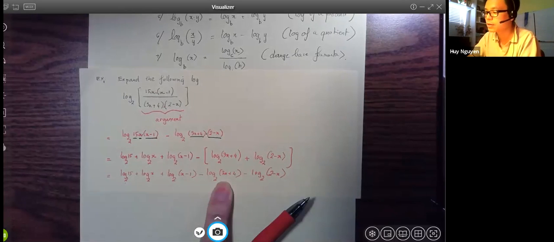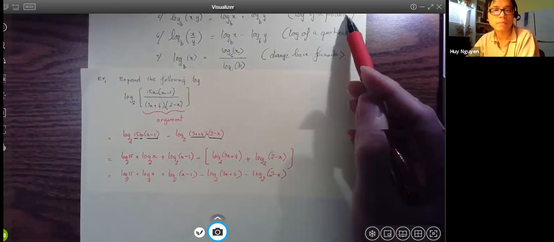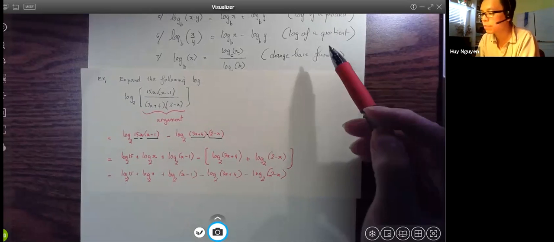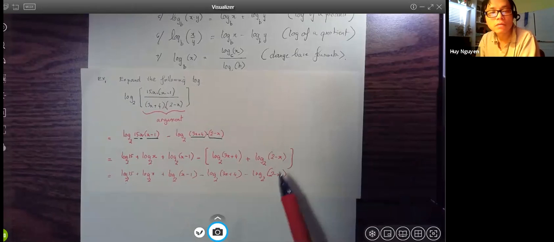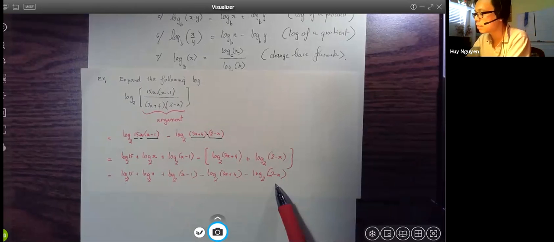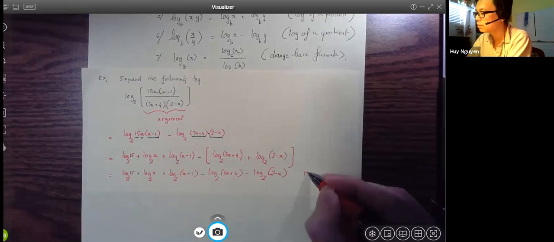Similarly, we can't do anything over here. We don't have log of the sum. We have log of the product. We have log of the quotient. We don't have log of the sum. We don't have log of the difference. It means that we can stop here. That's it.